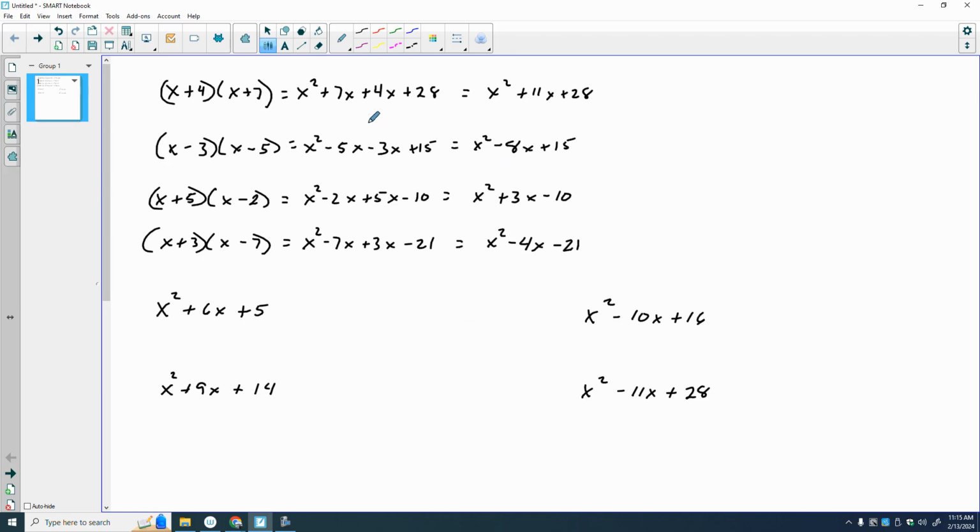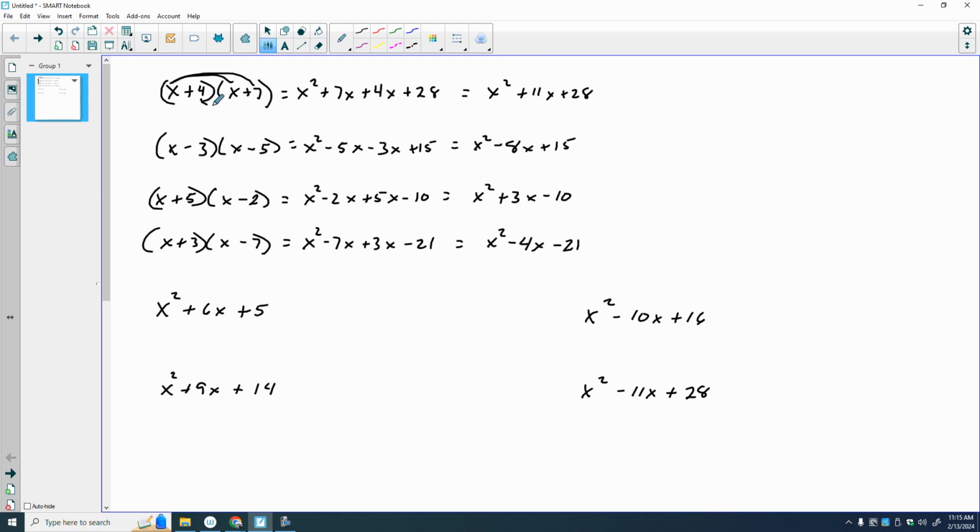Before we get into factoring, before we get into going backwards, we need to thoroughly understand how to go forward. Okay, so we're going to multiply x plus 4 times x plus 7. When I multiply, I'm going to double distribute. I'm going to take this x value, multiply it by both terms in the second parentheses. And I get x squared plus 7x.